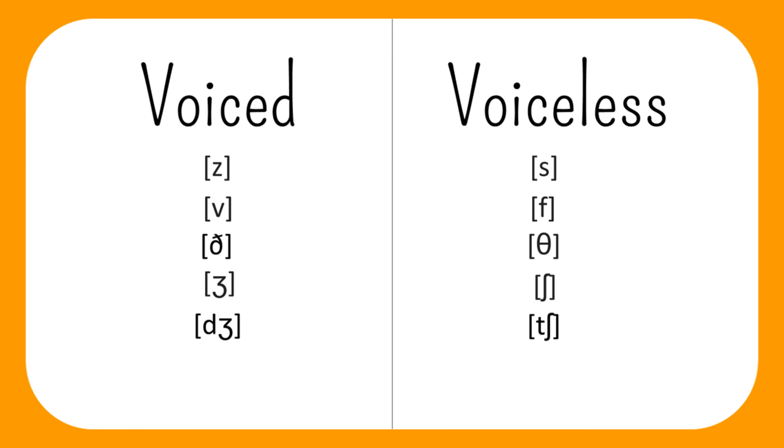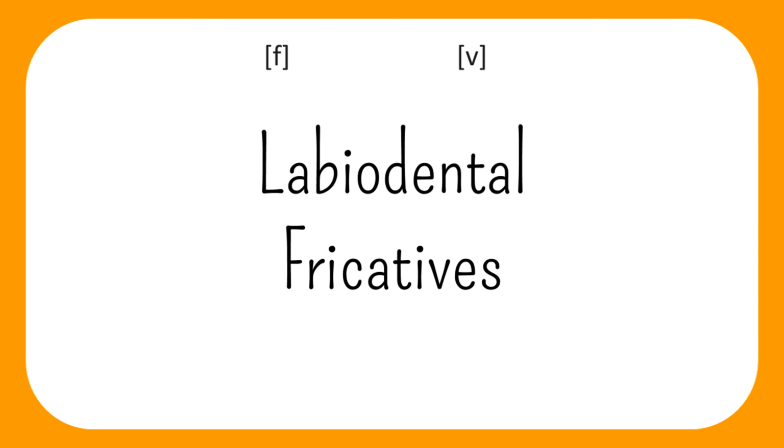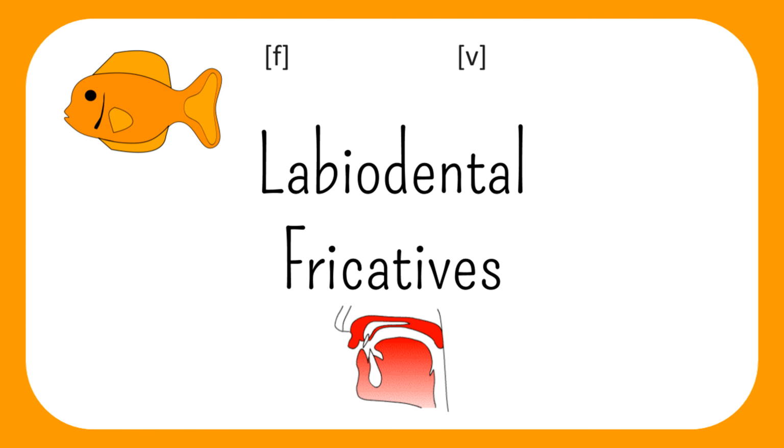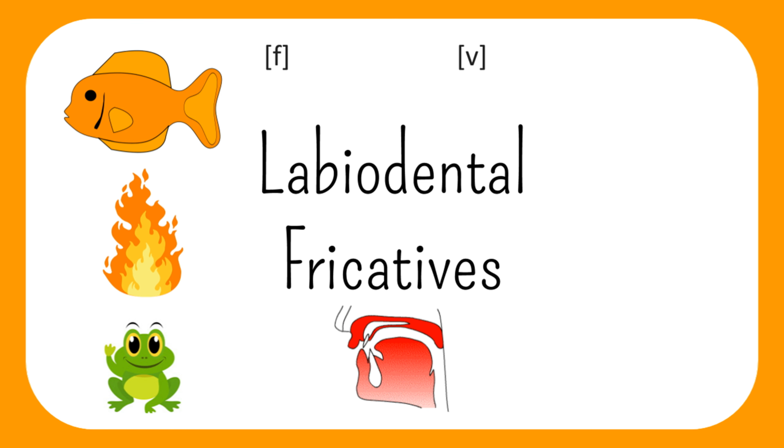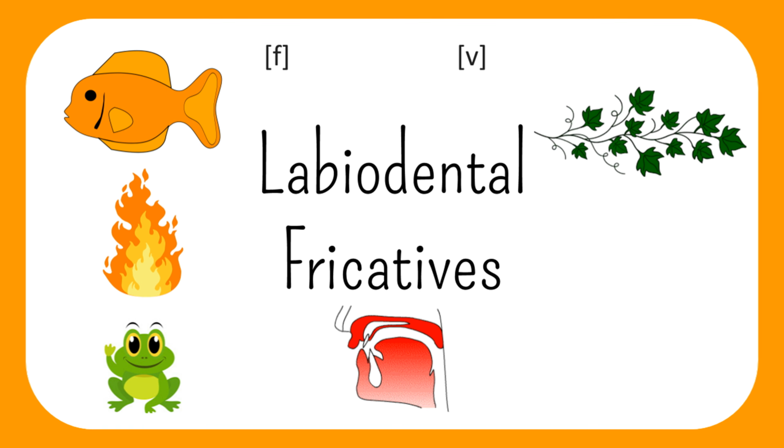So now we've categorised them in terms of voicing, let's look at the places of articulation. That means where in the mouth the sound is physically produced. These two are known as the labiodental fricatives, and as the name suggests, involve the teeth and the lips. F is the voiceless sound of the pair, seen in words such as fish, fire, and frog. V is the voiced, seen in words like vine and vulture.